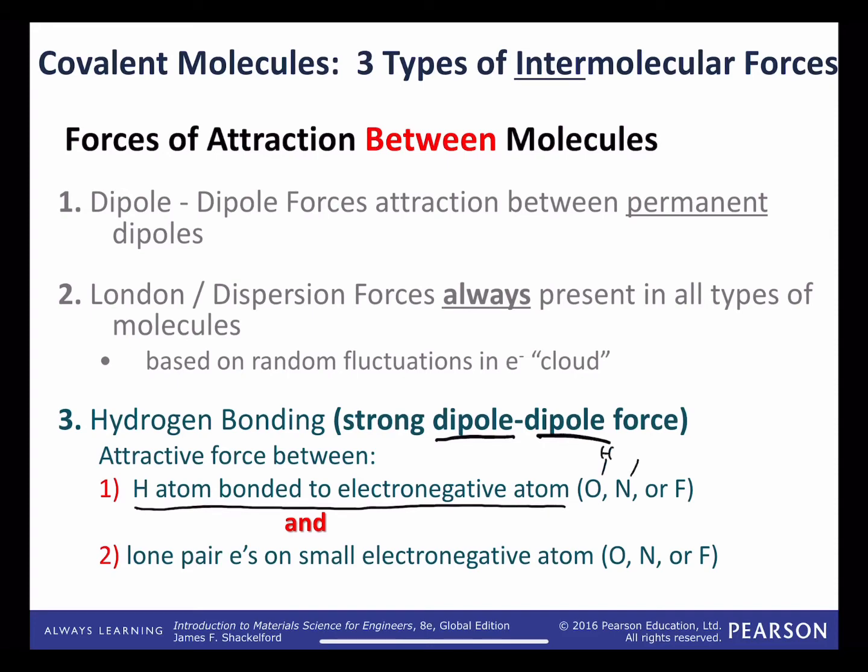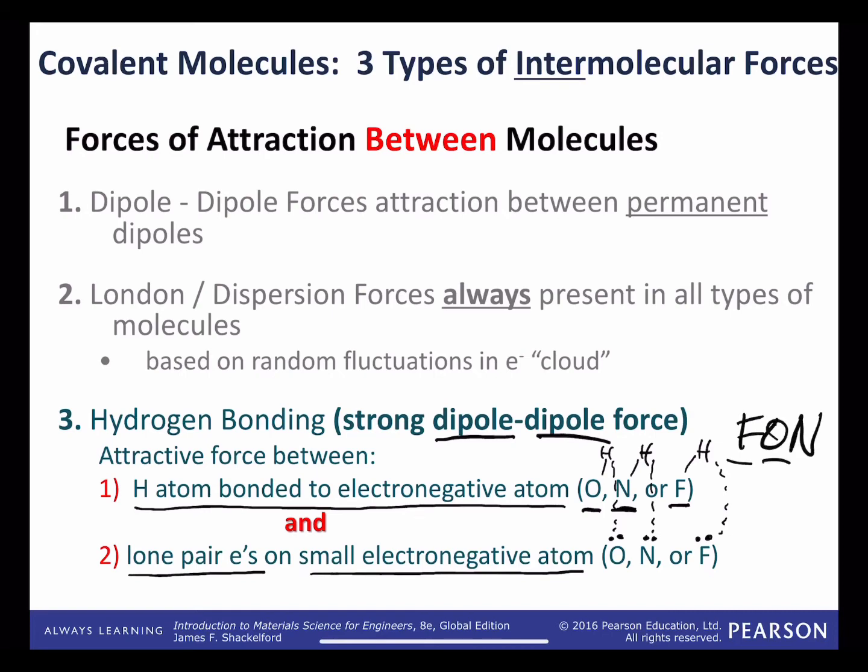We need to have a hydrogen bonded to an oxygen, a hydrogen bonded to a nitrogen, or a hydrogen bonded to a fluorine. And that hydrogen atom is going to be attracted to the lone pair electrons on a small electronegative atom. So there's going to be lone pairs of electrons not shared in bonds, and these lone pairs are going to interact with hydrogens on a neighboring molecule to give us the hydrogen bond. So we need to have a hydrogen on a FON site, so hydrogen bonds are FON. And we also need to look for a FON site on a neighboring molecule that has a lone pair available for the hydrogen bond.